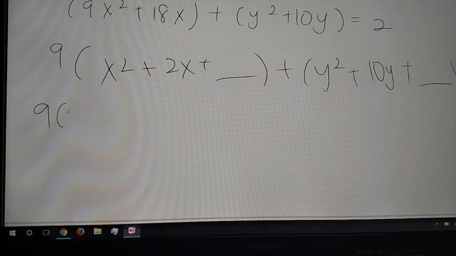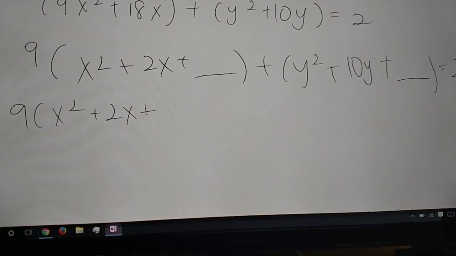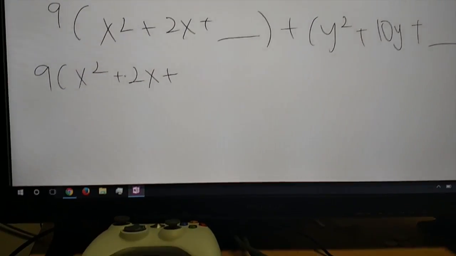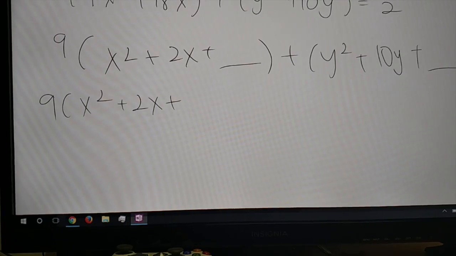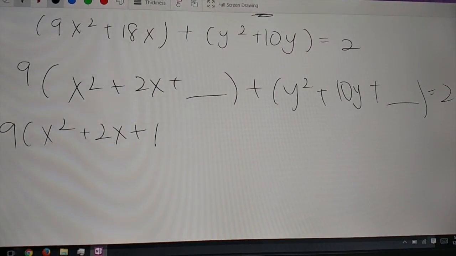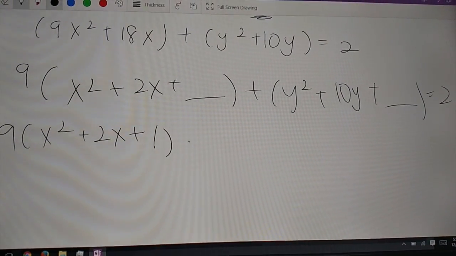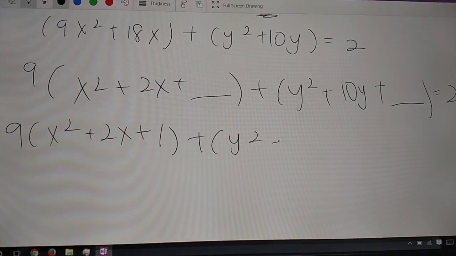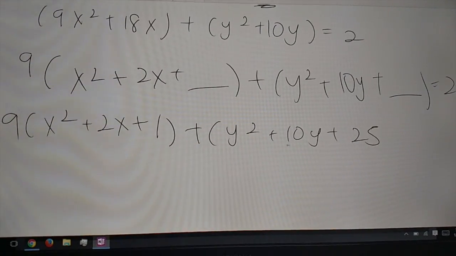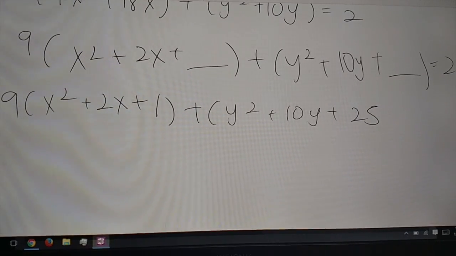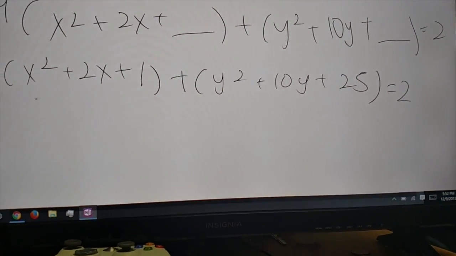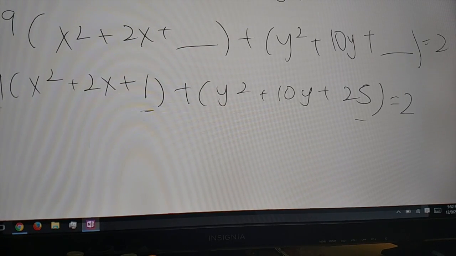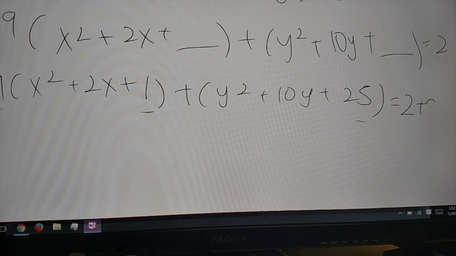So you would get 9, x squared plus 2x plus, so to complete the square you take the 2, divide that by half and then square it. So you would get 1, and then plus y squared plus 10y plus 25, because 10 divided by 2 is 5, and then you square that, and then it's 25. And then equals 2, and then you can't forget to add this to the other side. So you would add 9 and 25 to both sides.